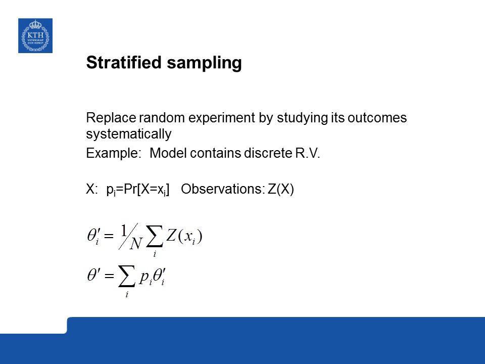So for every possible outcome of x, we do a separate simulation to get estimates theta i, and then we weight the different estimates with pi to get p' as our final estimate. And this will give a lower variance than just studying z directly.